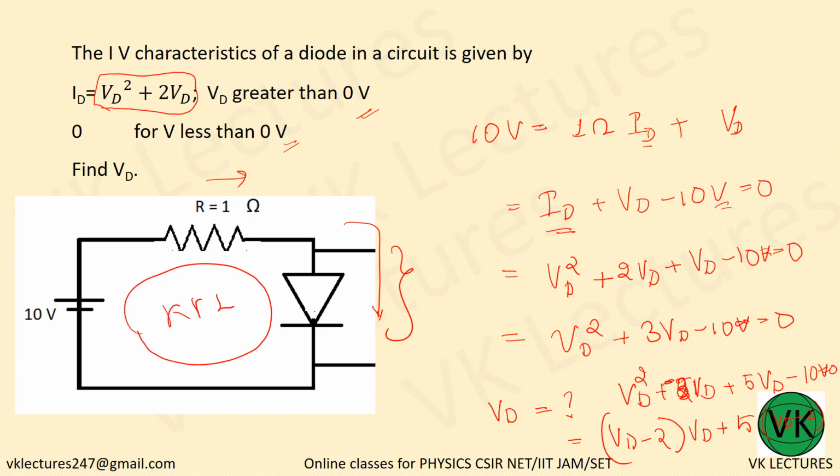Now I can write it as VD equal to 2 volt or minus 5 volt. Now minus 5 volt you can't use because it will become reverse biased. For VD equal to 2 volt, your ID has this type of characteristics, that is VD square plus 2VD. So the VD value is equal to 2 volt.